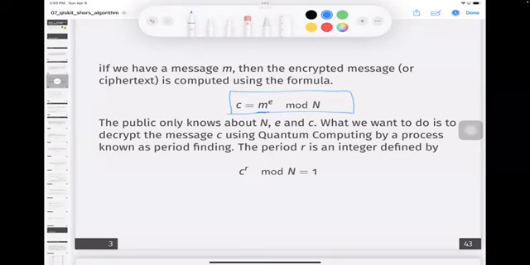Okay, and what we want to do is to decrypt the message using a quantum computer through a process known as period finding. Now, the period is the number R, which is defined using this formula. So you know that R is a period if, given the ciphertext C, you raise it to the power R and get the remainder when dividing it by N, and if you get the number 1, then R is the period.